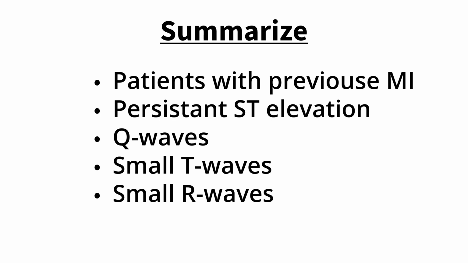But for those who are trying to differentiate between LV aneurysm and a new ischemic event, realize that these are patients with a previous MI, so they already have a lot of risk factors. They do have persistent ST elevation, so if you go back and look at all their EKGs from the time they had their first MI, they're all going to have ST elevation. With LV aneurysm, you'll always find Q waves. And remember that the T wave should be small, less than one third the distance of the Q wave, and their R waves should also be small or nonexistent.